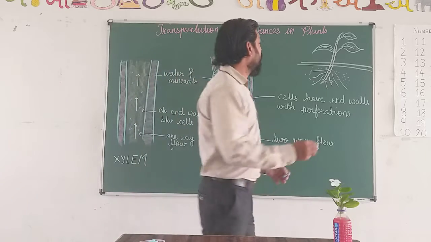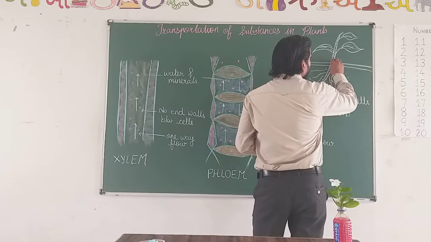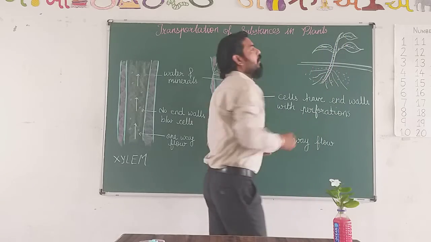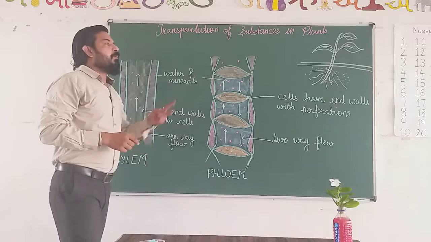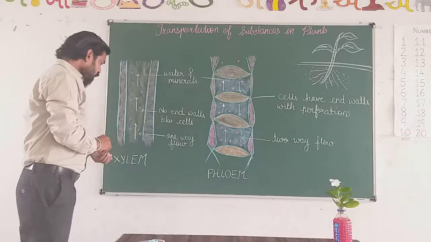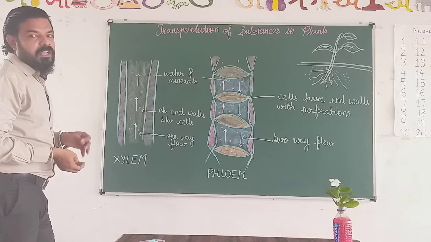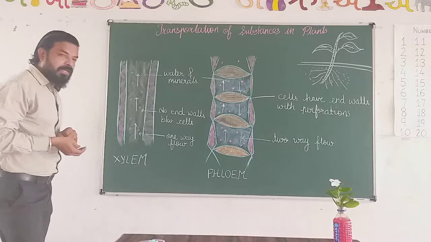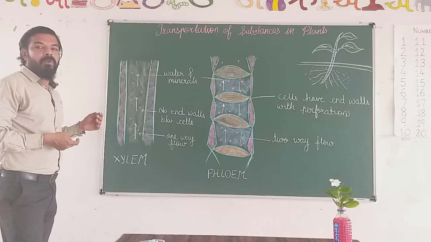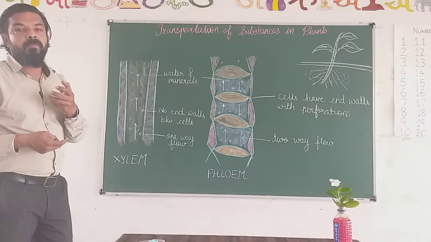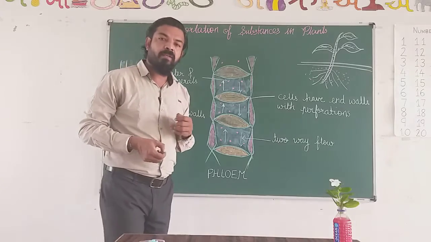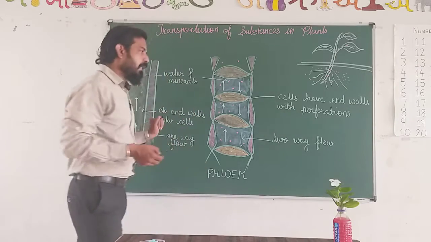Suppose this is the mineral, it goes in the upward direction. Suppose this is the water. It also goes in the upward direction. That means both the things are going only in the upward direction. So xylem helps in the transportation of the mineral and water to all parts of the plants. It is the vascular bundle. It helps in the transportation of the water. So this is for the xylem.